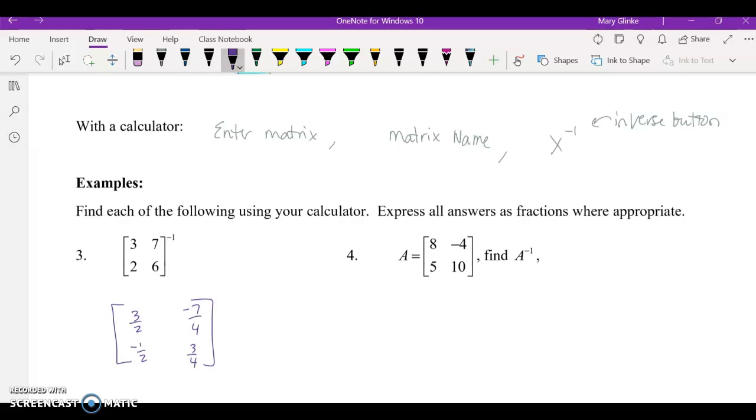So your turn. Go ahead and try example 4. Type this in and find the inverse of A. So we should get 1/10, 1/25, -1/20, and 2/25.